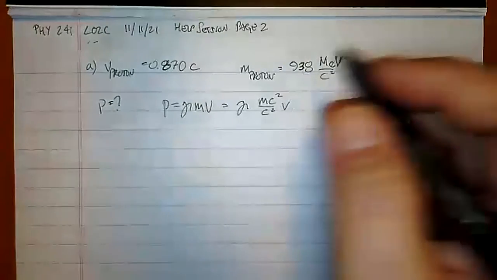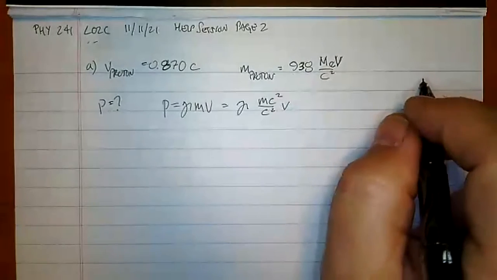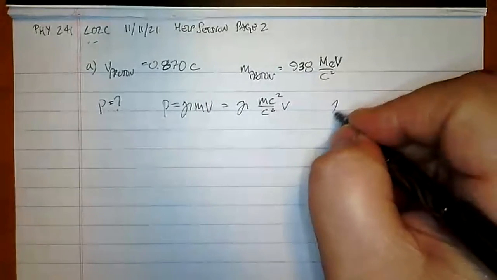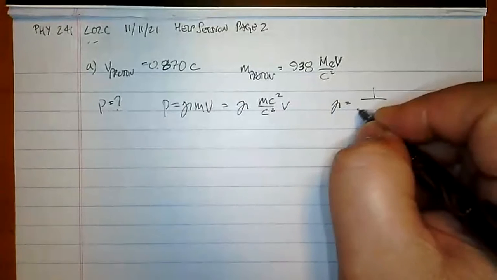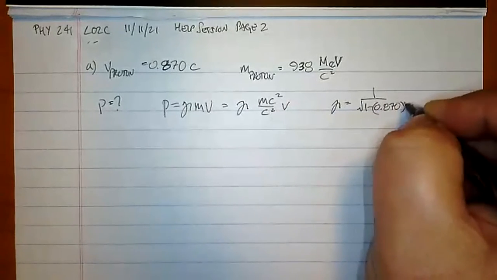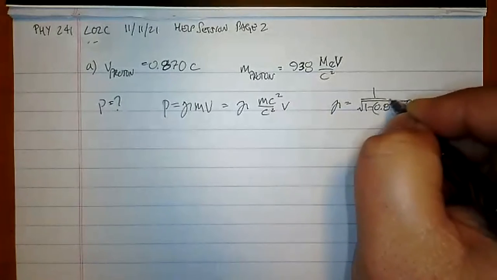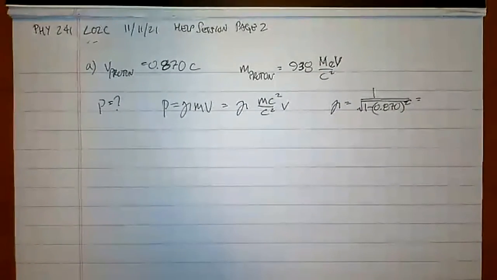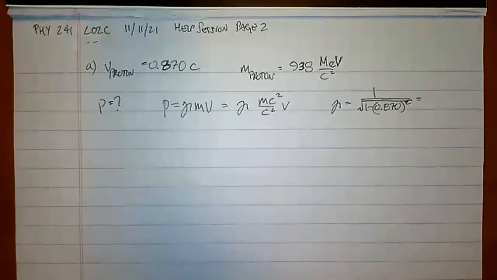So that's the neat way, a way of using it. There's a lot of different ways you can use it, of course. But what we want to do is figure out what gamma is. And of course, gamma is equal to 1 over the square root of 1 minus 0.870, and don't forget to square it like that. So that little trick might help you a little bit. That's part of the reason I wanted to show you that. So can you calculate gamma?